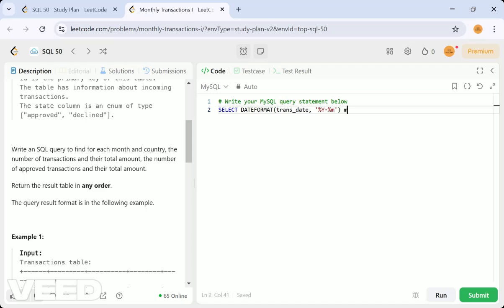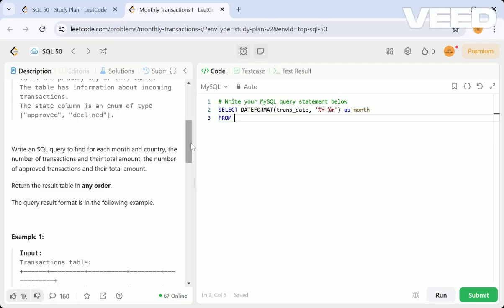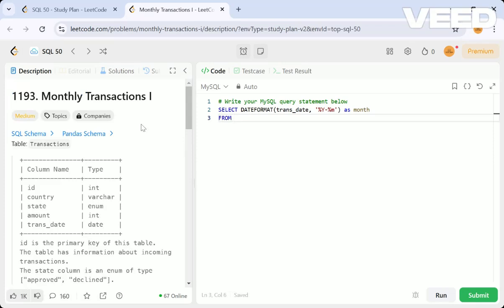So the aliasing name for this we will give as month. So see, from the date format we are getting the month, okay. What we have to group by using this thing only, right? So let me first have it from the transactions table. From the transactions table, then group by.